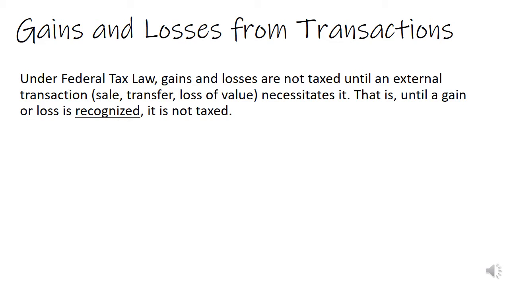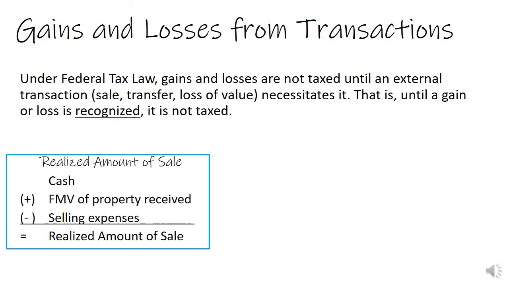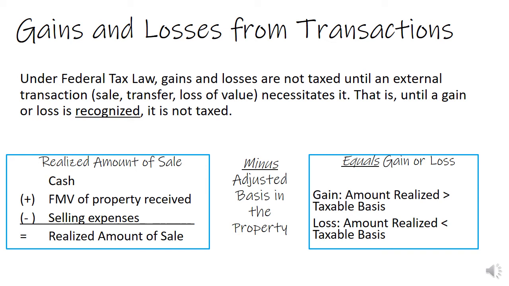Now let's look at a little more detail in that formula for a gain or a loss. A gain or loss is computed as the difference between the realized amount of sale less the adjusted basis in the property. If the amount realized is greater than the adjusted taxable basis, then a gain transaction occurs. If the amount realized is less than the amount of the adjusted basis in the property, then a loss occurs.